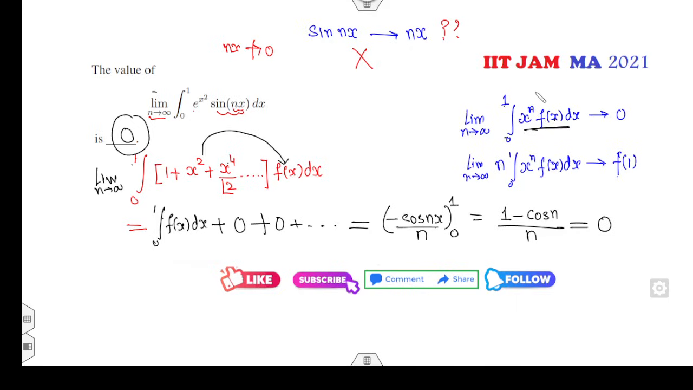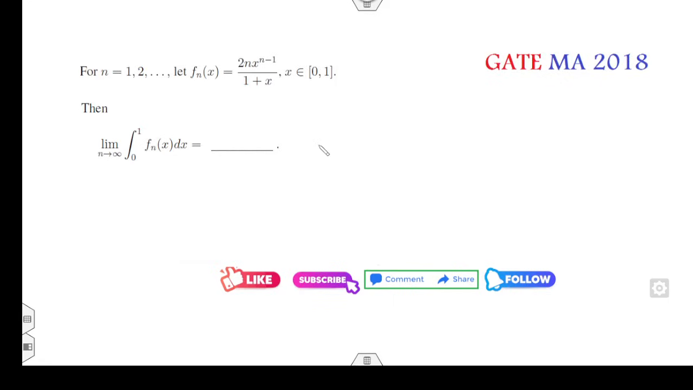Moreover, because where did n start here? 0, 1, 2 and so on. If you write this x to the 1 as x to the power 0, then again by using this rule, 0 into f(x) is how much? 0. Similarly the second term is also 0. You can write it directly as 0. Okay, look at the next one.